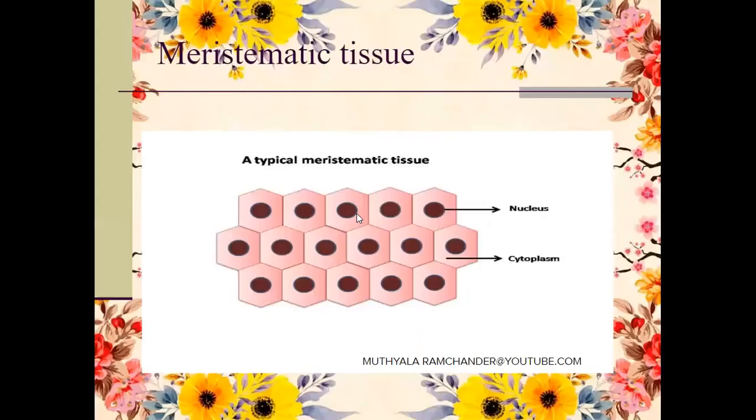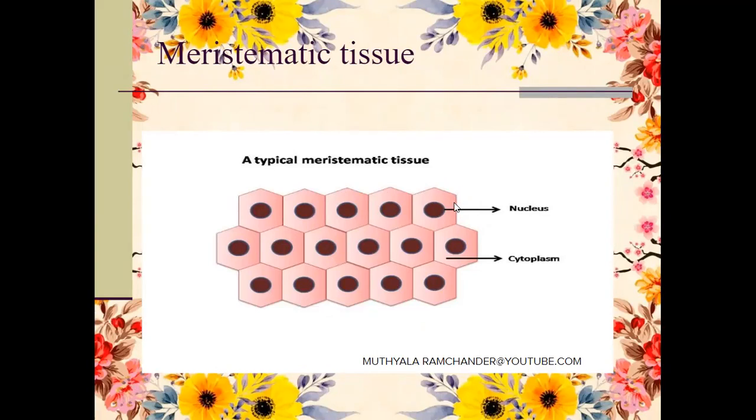The meristematic cells can be triangular, rectangular, hexagonal, polygonal, or irregular in shape. In this diagram, the meristematic cells are hexagonal in structure. Each meristematic cell contains a proper cell wall. The cell wall is made of cellulose and hemicellulose. It is elastic in nature.